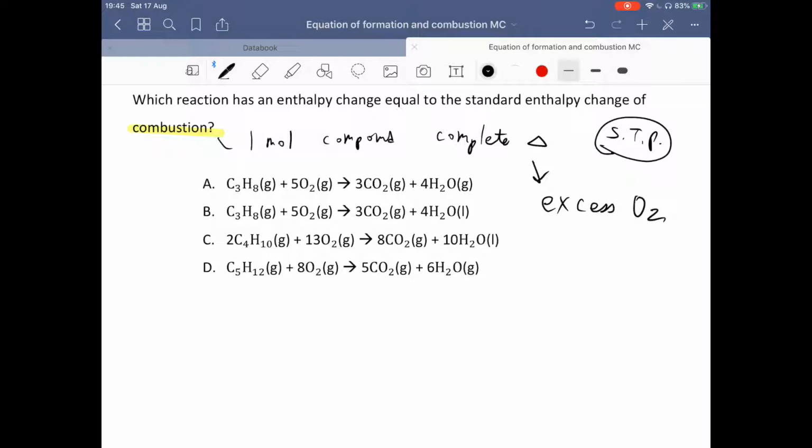So let's look at A and D. In these two compounds, the water is in gaseous state, while in B and C, the water is in liquid state. But at standard temperature and pressure, water is a liquid, so we have to eliminate A and D. Also, C is eliminated because the definition is when 1 mole of compound is burned, but now there are 2 moles of compound in option C. So that's why the answer is B.